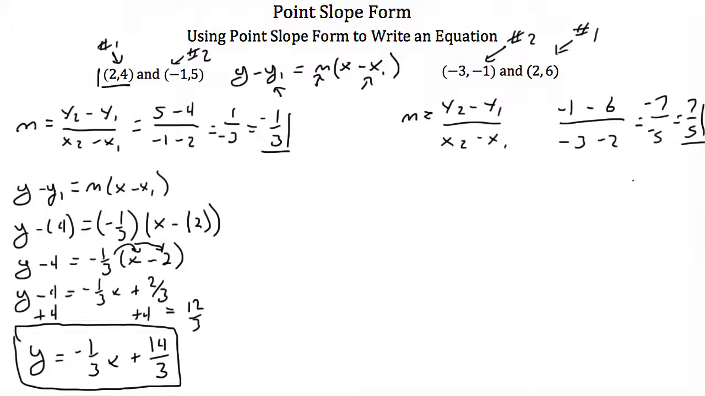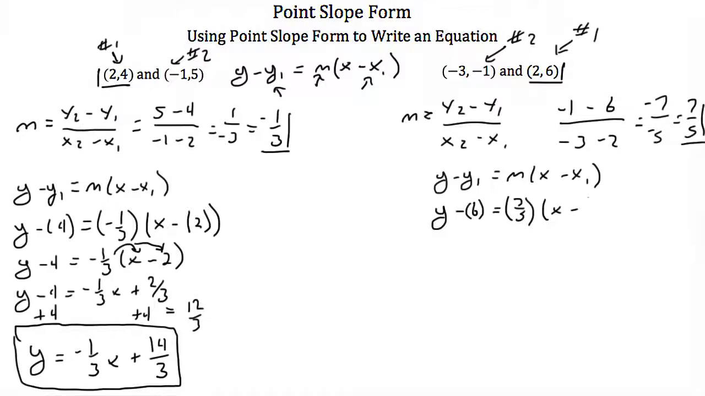So there's our slope. And then use our point-slope form equation: y minus y1 is equal to m times x minus x1. Plug everything in. I'm going to pick the 2, 6 as our point. Again, you can pick either one. So we're going to get y minus 6 is equal to 7/5 times x minus 2.